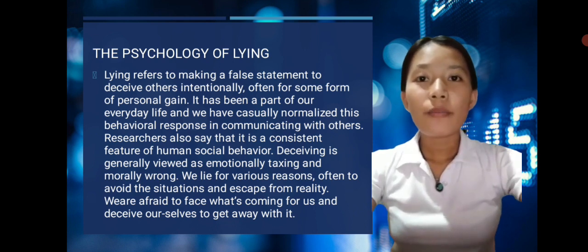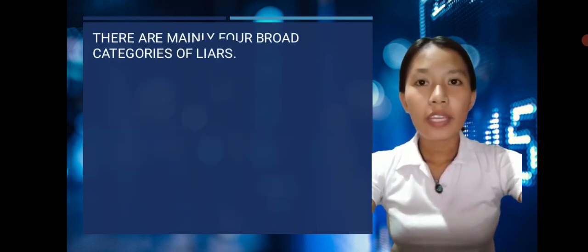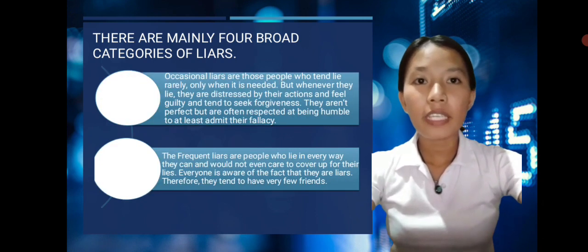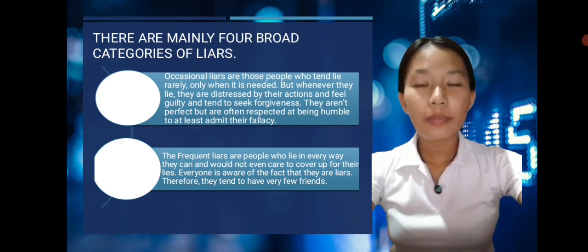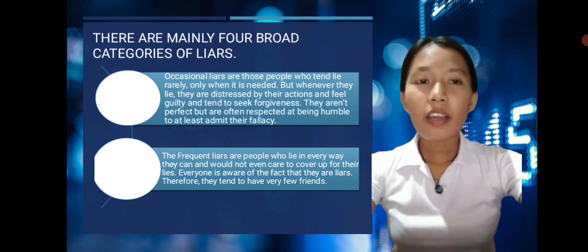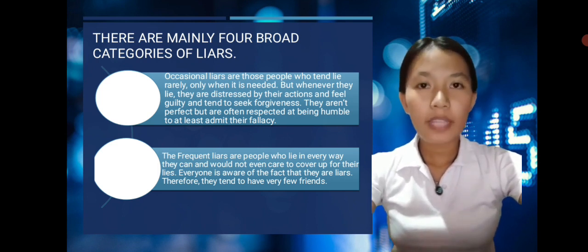So there are four broad categories of liars. So first is occasional liars, are those people who tend to lie rarely, only when it is needed. But whenever they lie, they are distressed by their action and feel guilty and tend to seek forgiveness. They are imperfect but are often respected for being humble to at least admit their fallacy.